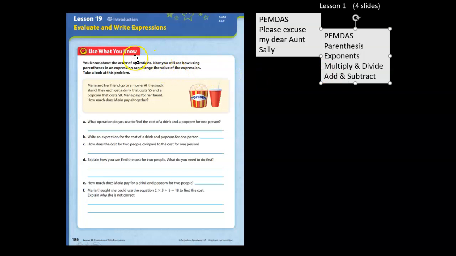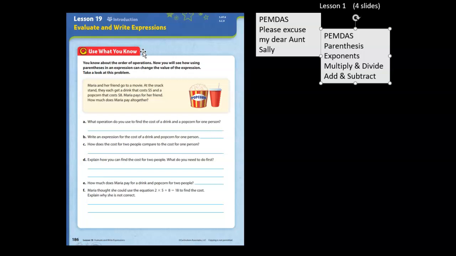So let's look over here at use what you know. You know about the order of operations. Now you will see how using parentheses in an expression can change the value of the expression. Take a look at the problem. Maria and her friend go to a movie. At the snack stand, they each get a drink that costs $5 and a popcorn that costs $8. Maria pays for her friend. How much does Maria pay altogether?